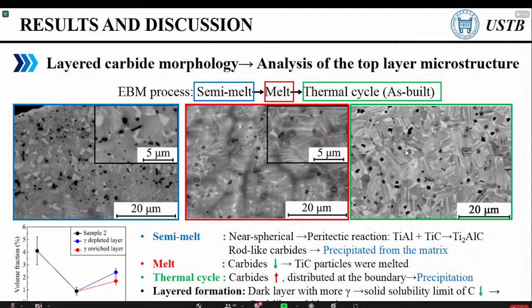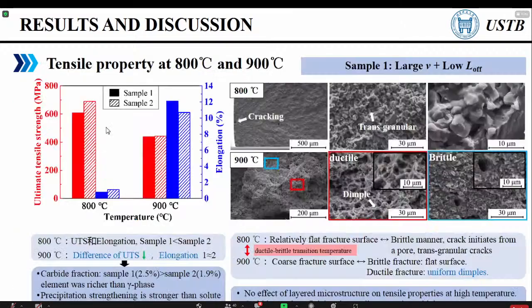Also, the rod-like shape carbides precipitated during thermal cycles and thermal exposure, given that the solubility limit of carbide in alpha 2 phase is higher than gamma phase for titanium aluminum alloys. More rod-like carbides were precipitated from the dark layer.